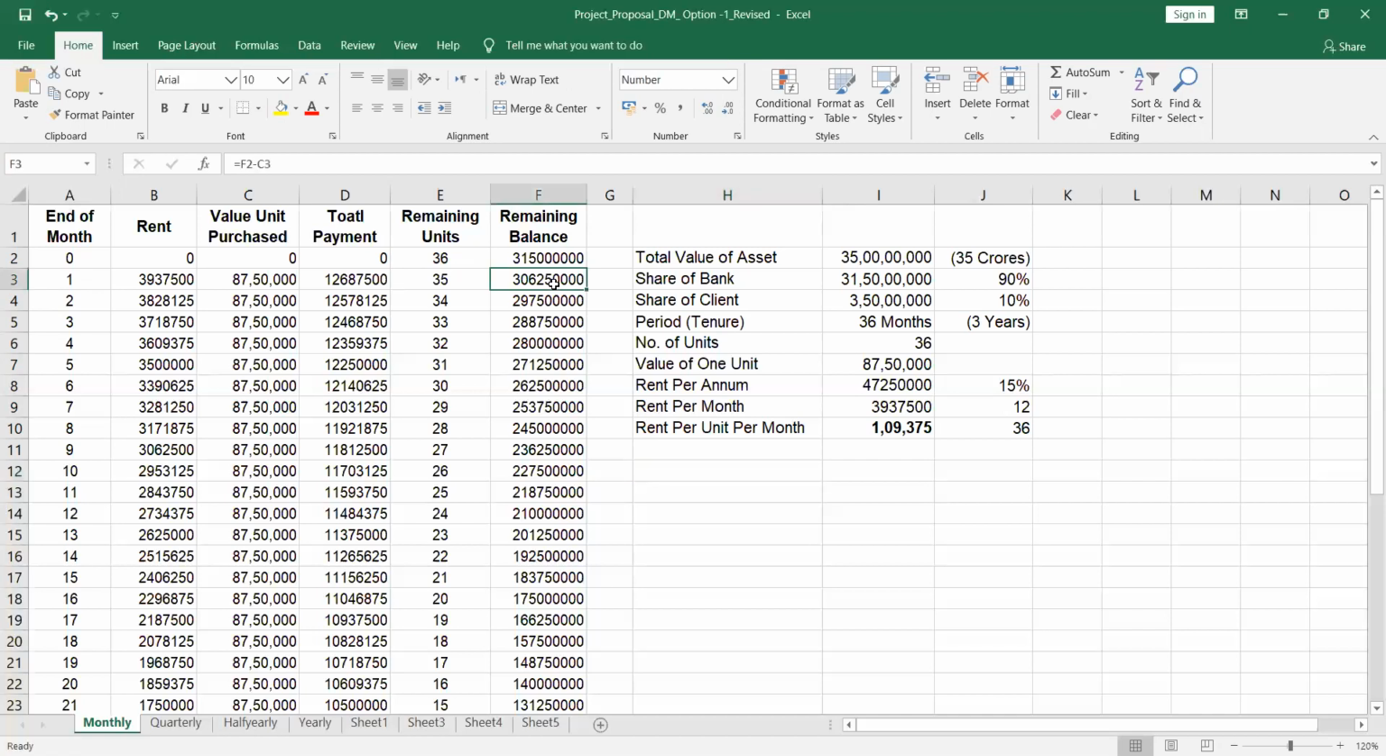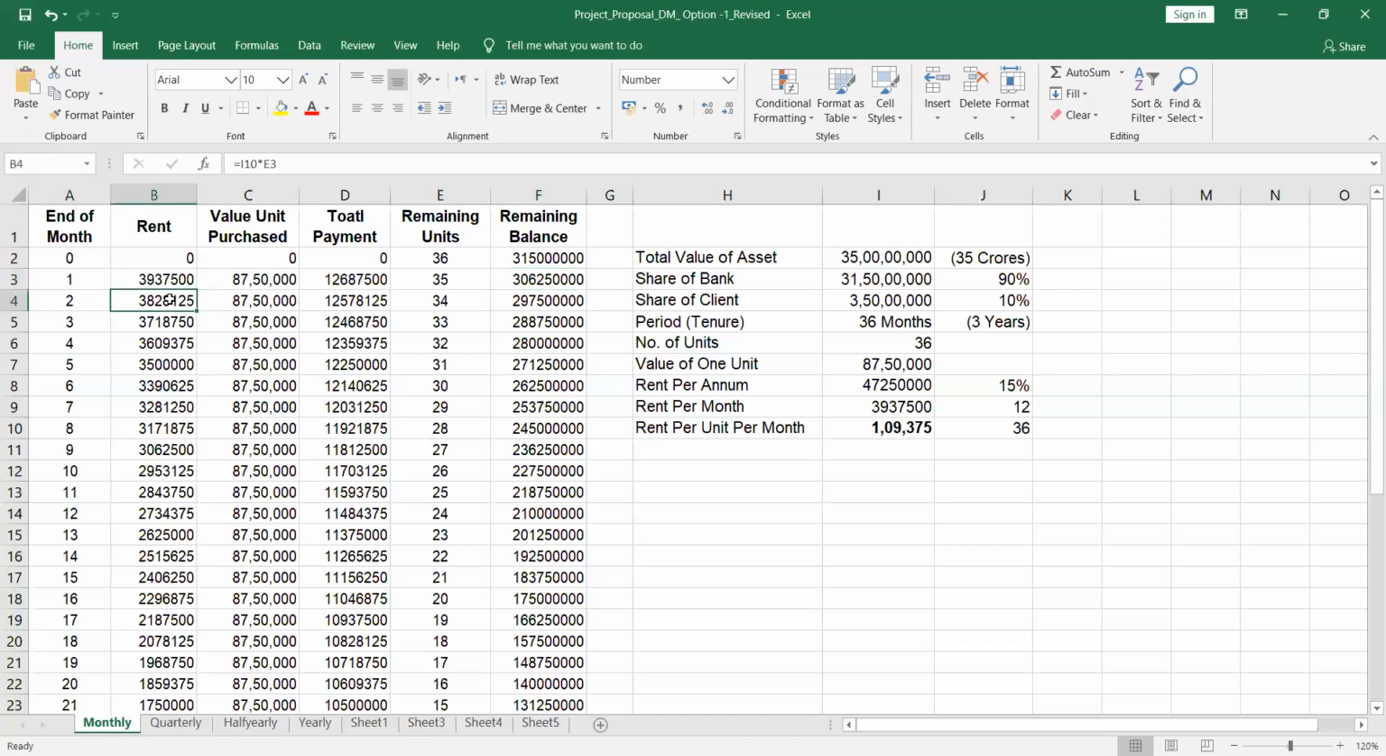The remaining balance: you can see this is the main balance, 31 crore 50 lakh, which the customer has to purchase, and the customer has paid the value per unit for one unit. It will be deducted. 87,50,000 will be deducted from 31 crore 50 lakh, F2 minus C3. We got 30 crore 62 lakh 50,000. In this way, the whole process will continue for each and every month.